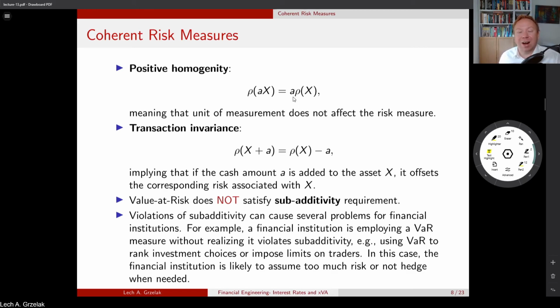Of course, if you talk about stochastic effects, that would not be the case, because then we are not talking about a constant a, we are talking about the risk factor, which has to be included inside.